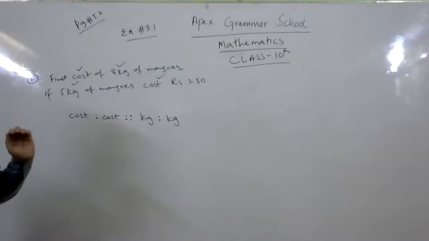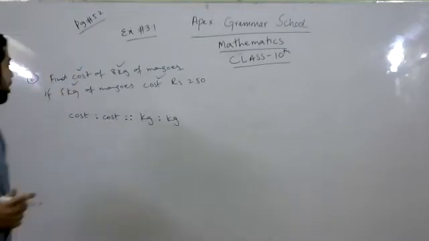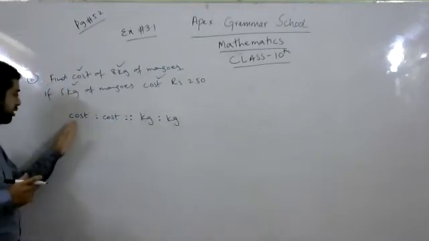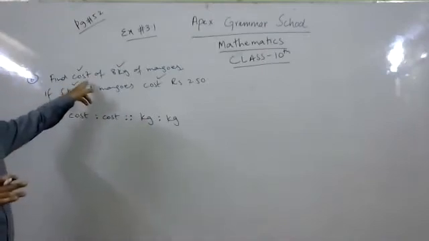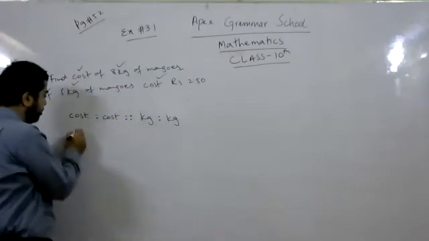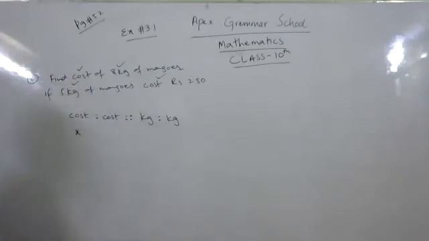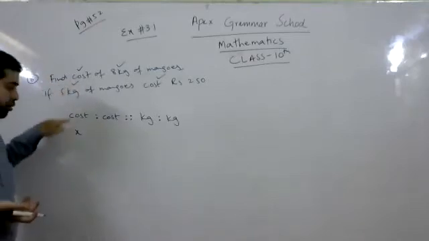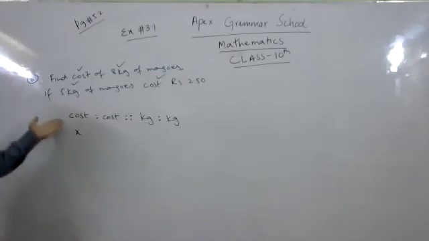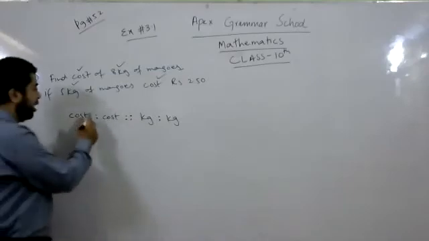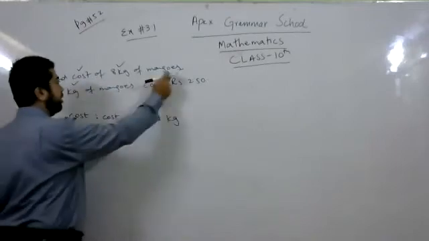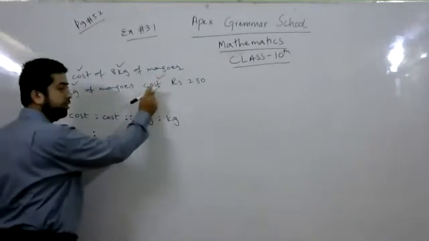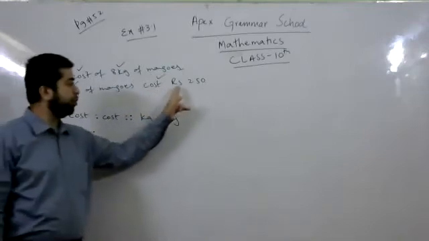Now you need to put the values here. Find the cost. First is this. We don't know the value of this cost, so we can say that this is x, because we don't have any value for it. He's asking us to find this cost, so we can suppose that this cost is x. After that, the ratio sign. Again cost. Another cost is divided. Yes, this is cost, that is rupees 250.